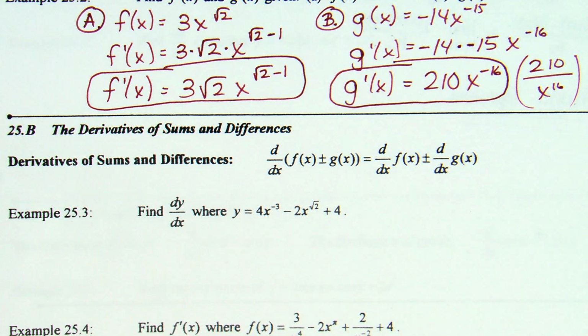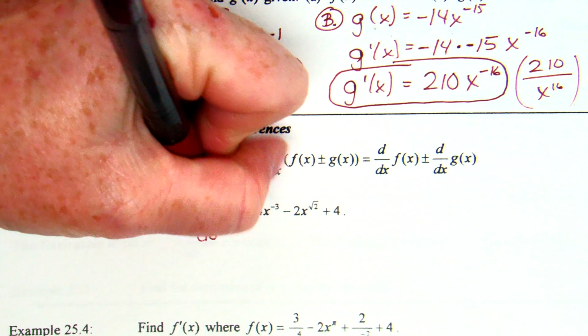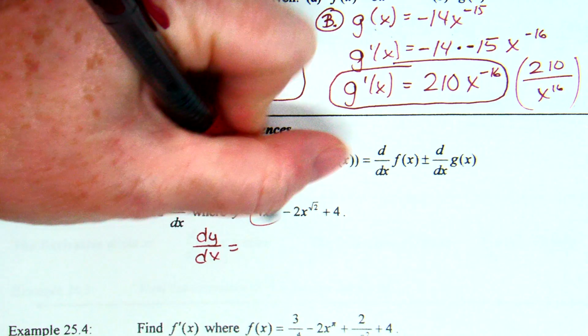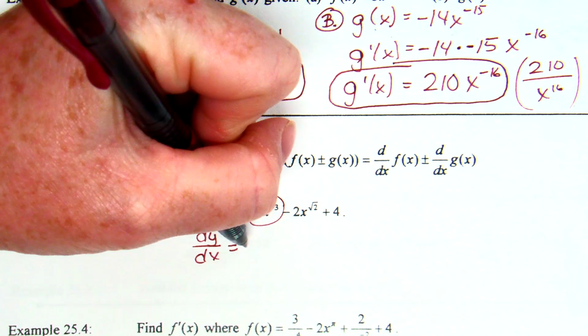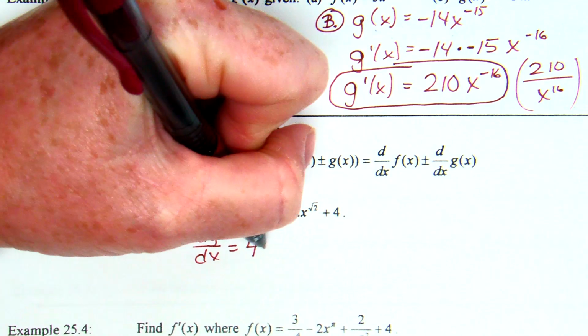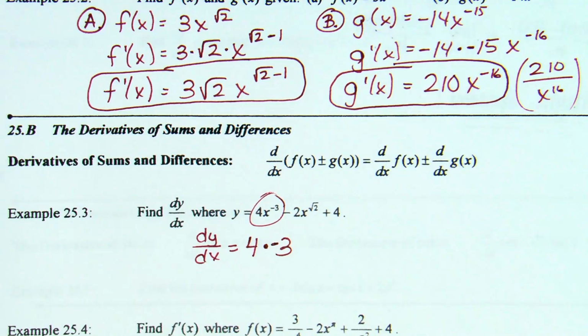Okay, guys, example 3 here. Find dy dx, that's saying find the derivative, where y equals 4x to the negative third minus 2x to the square root of 2 plus 4. So, in order to do this, first of all, dy dx equals, just worry about this right here. What is the derivative of 4x to the negative third? If I was going to go in pieces, there's the 4 here, yes. That negative 3 goes out front. So 4 times negative 3.